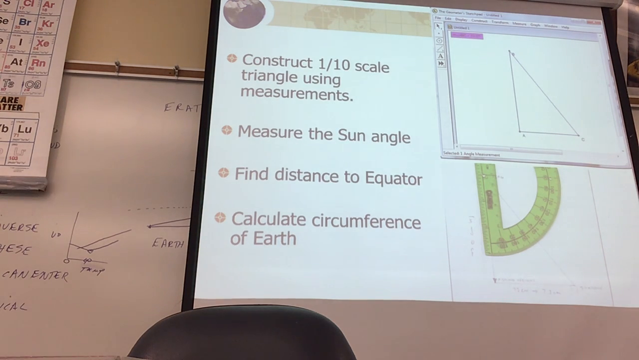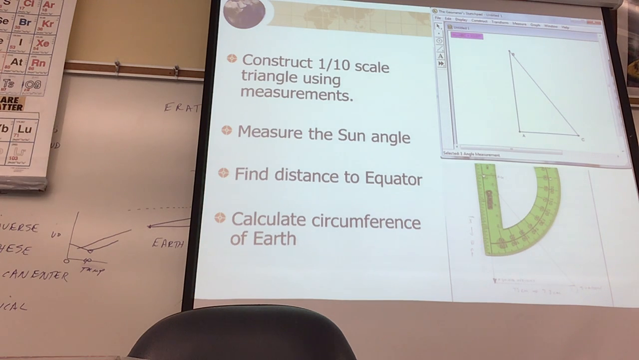For those of us in the eastern United States, we can simply look up the distance from our location to Quito, Ecuador, a sizable city in Ecuador right on the equator. With the measurement of the sun angle and the distance to a location on the equator, we then go on to calculate the circumference and then the diameter of the Earth.